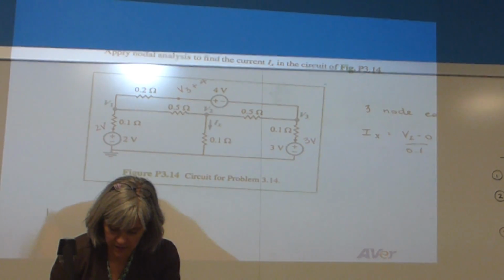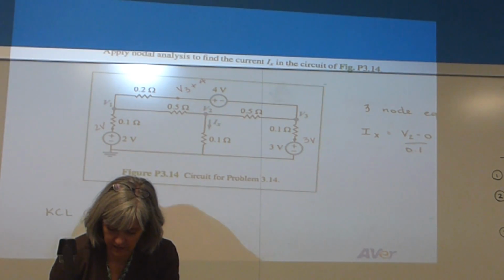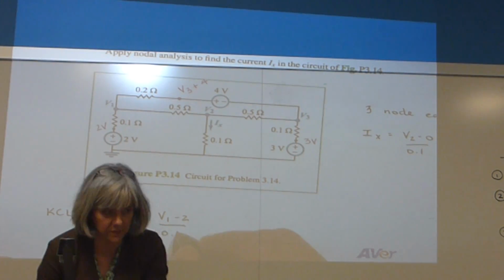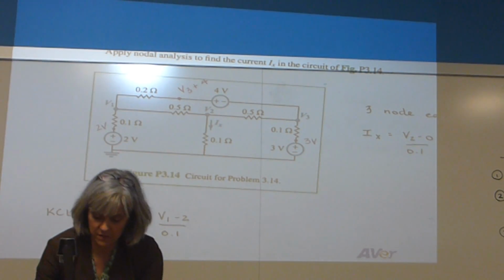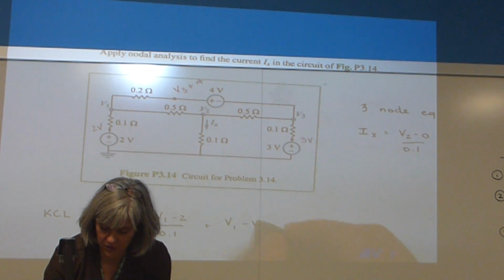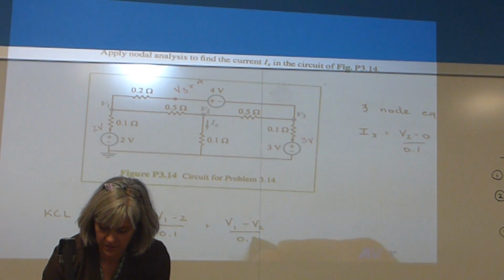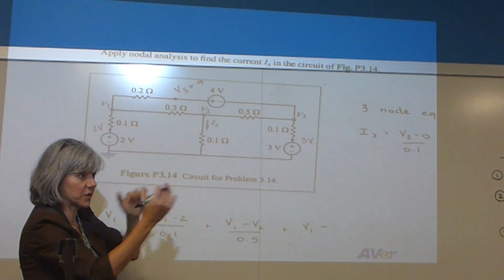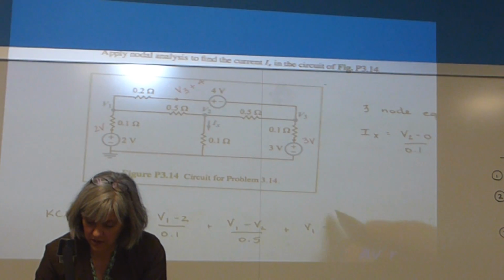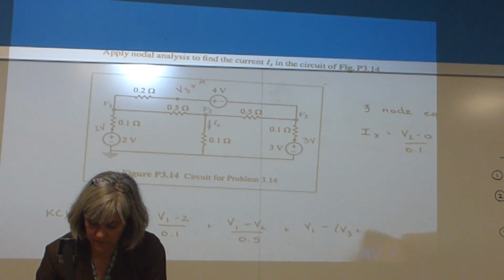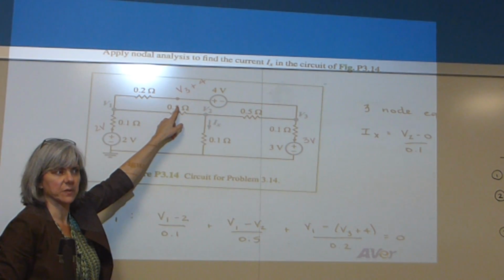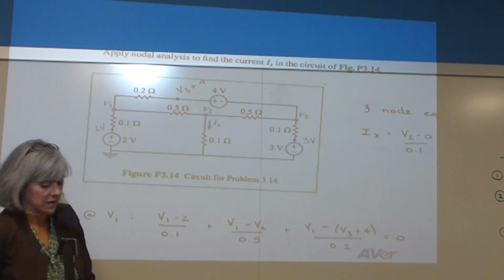All right, let's write them out real quick. KCL at V1: V1 minus 2 over 0.1, plus V1 minus V2 over 0.5, plus V1 minus this whole thing, keep your parentheses so you get that 4 in the correct place, over 0.2. I have done this a lot of different ways, and this is hands down the simplest way to think about it.